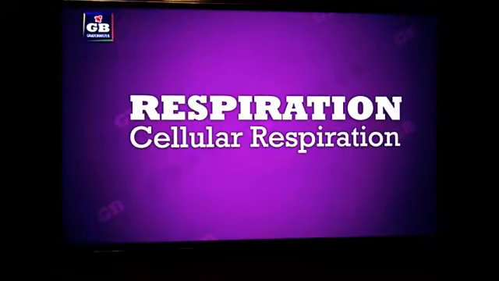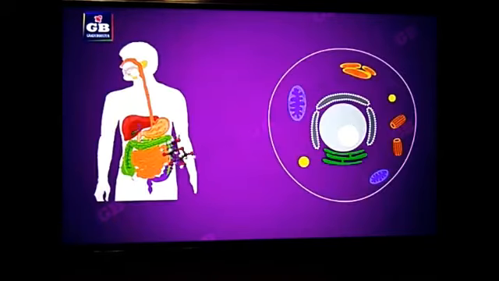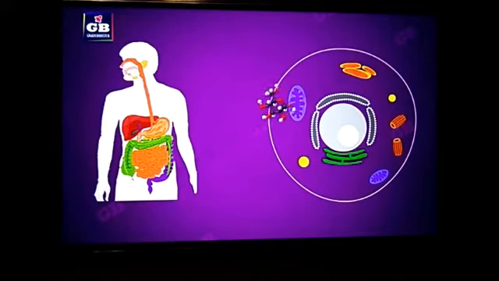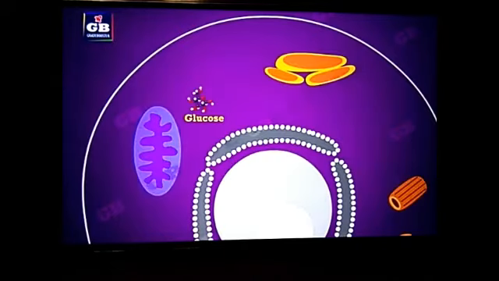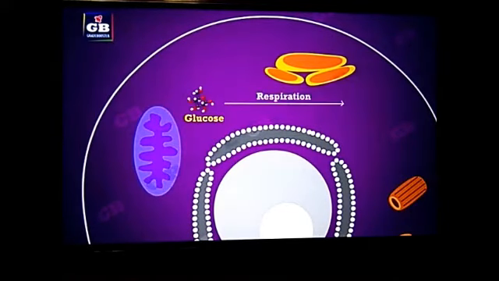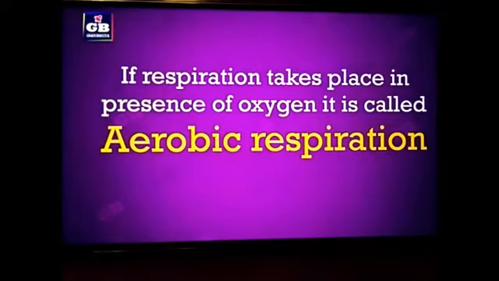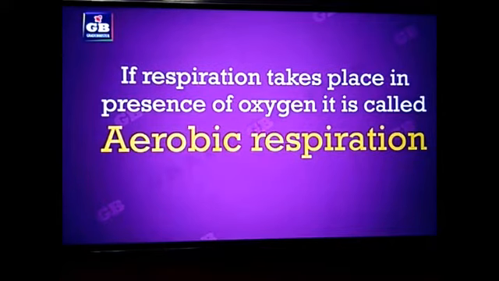We will move to the next topic, respiration. First, let us see cellular respiration. Nutrition provides us with nutrients like glucose. Respiration helps in the release of energy from glucose. Some organisms need oxygen to do this job. In that case, it is called aerobic respiration.